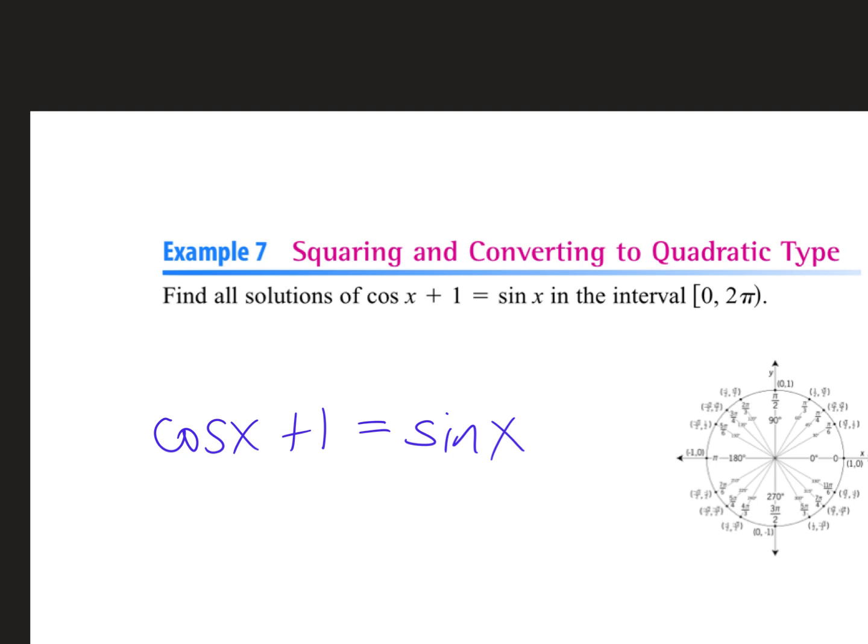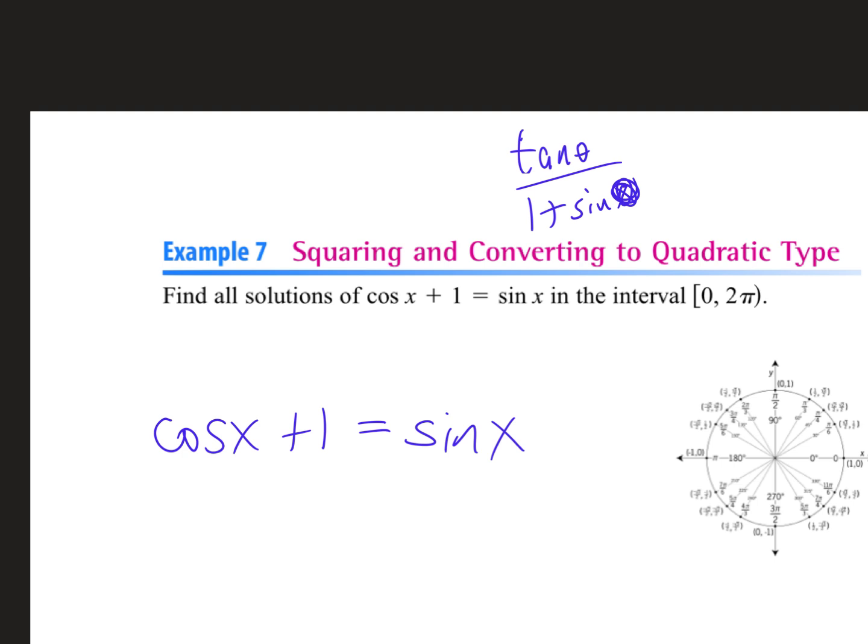When you guys were verifying, say, tangent of x over 1 plus sine x, we had to get rid of the denominator. What did you multiply by? The conjugate. Why did we multiply by the conjugate? What did that create? When we multiplied by the conjugate, it created one of our Pythagorean identities, right?